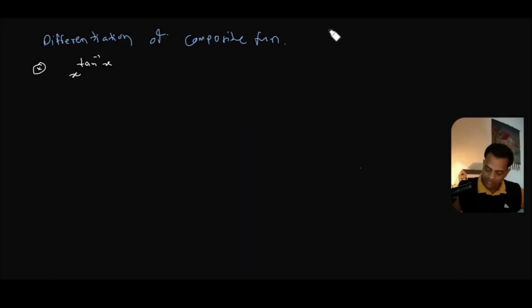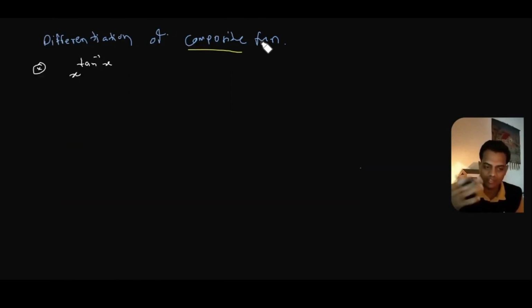Okay, so we were learning the derivatives of the composite function. The composite function means, as in the last video we learned, a function which is a function of another function. Now in this particular case we can see that there is x raised to tan inverse of x. How to solve such a problem? Basically there is an exponentiation, x raised to the function of something.